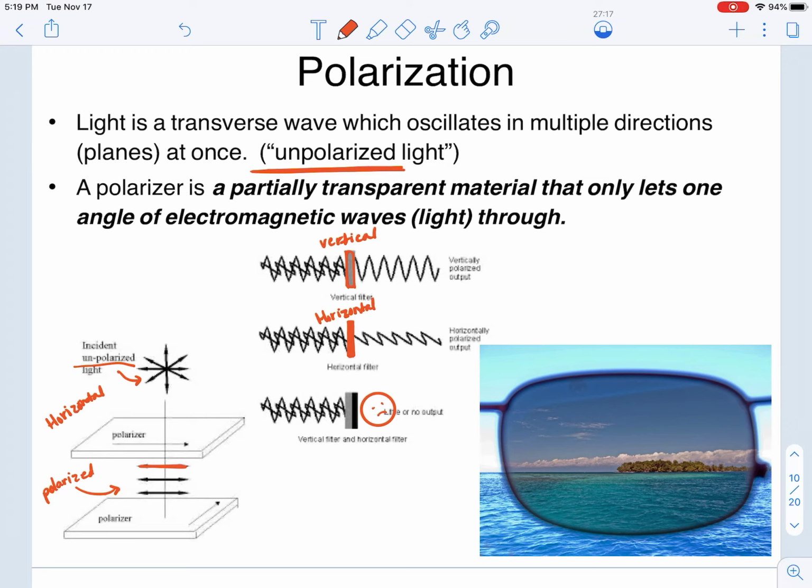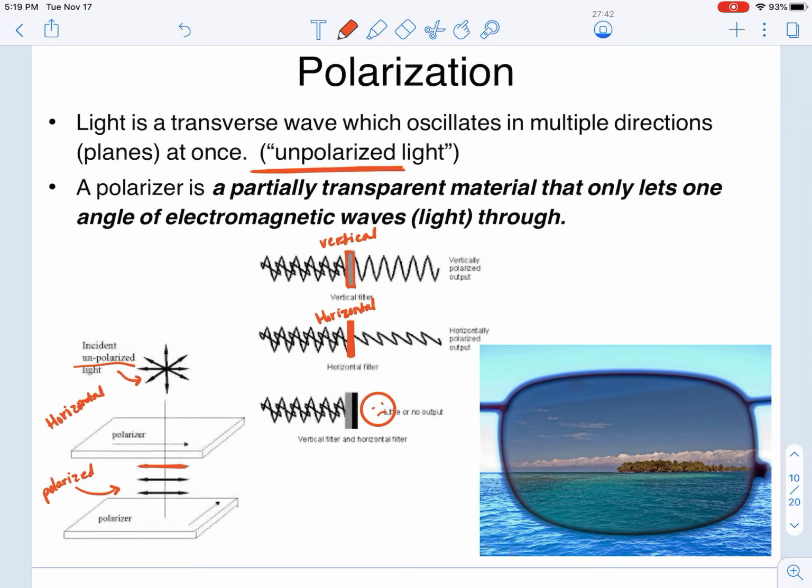The image over here on the right is showing you how polarized sunglasses can change the way that we see things. Now, I know that we haven't yet gotten to the specifics of seeing color, but what I want you to recognize is that the way that we perceive the color of the environment changes because of the polarizing filter.